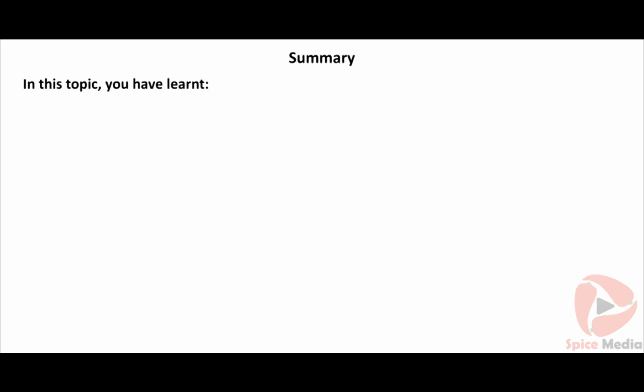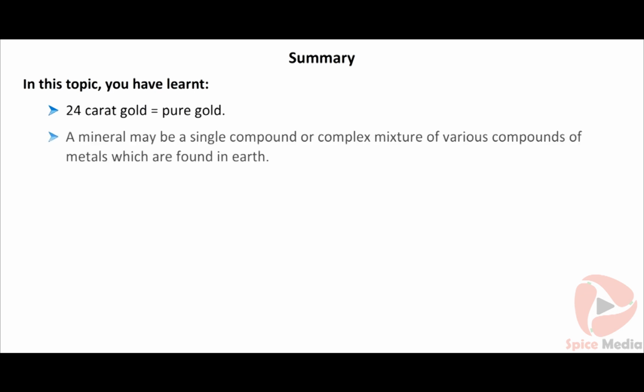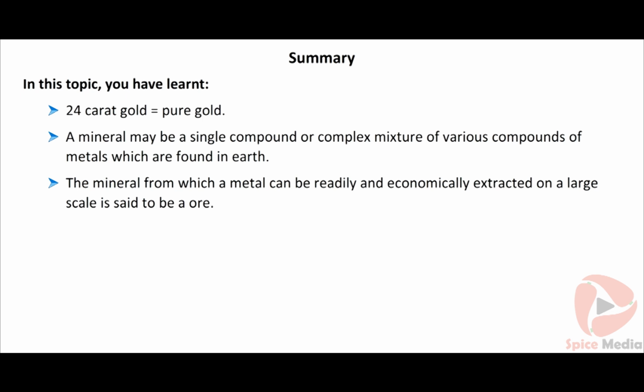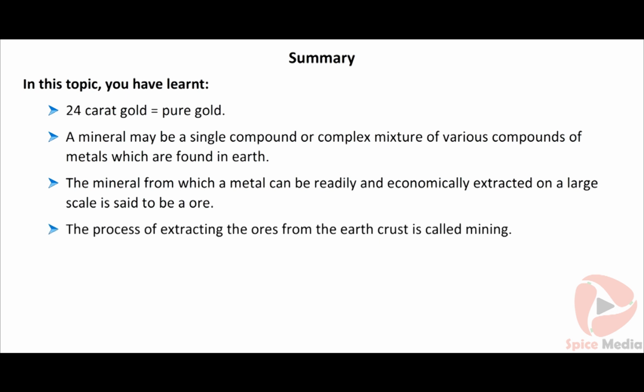In this topic, you have learnt that a mineral may be a single compound or complex mixture of various compounds of metals which are found in the earth. The mineral from which a metal can be readily and economically extracted on a large scale is said to be an ore. The process of extracting the ores from the earth's crust is called mining.